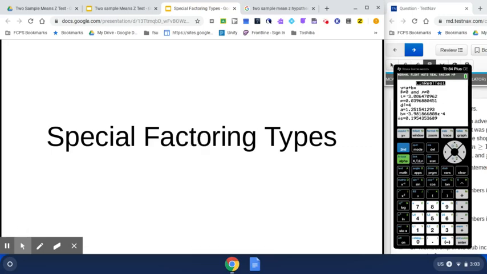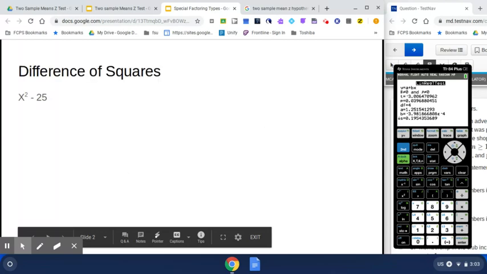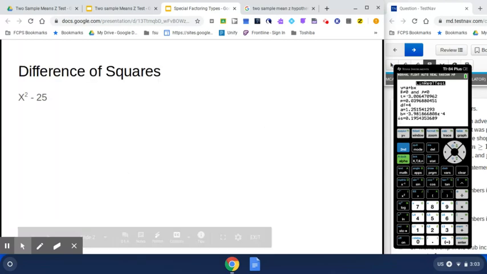Today we're going to be learning about special factoring types. The first one we're going to look at is called a difference of squares. Our first example says x squared minus 25.